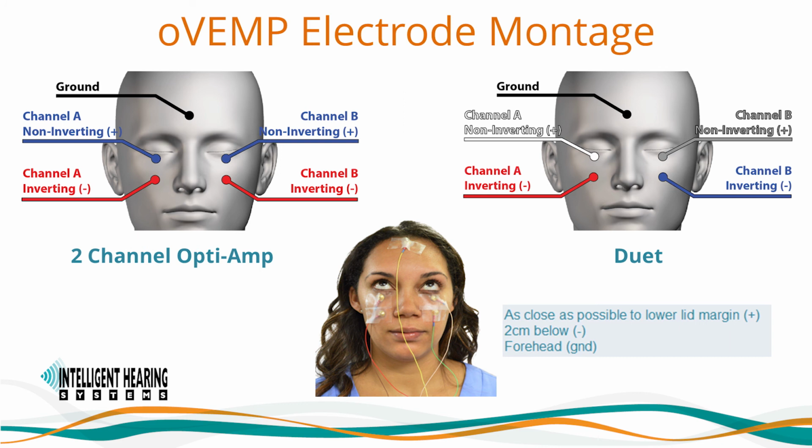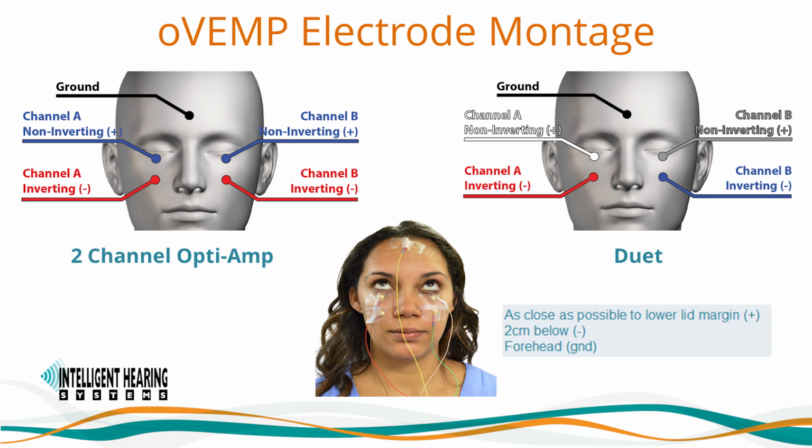Your negative electrode is placed 2 centimeters below your positive electrode, and your ground electrode is placed on your forehead. Because of the sensitivity associated with the eye area, it is imperative that you use gold cups or lightweight disposable AMBU cup electrodes for oVEMP testing. Do not use heavy snap electrodes and leads in this area of the eye.